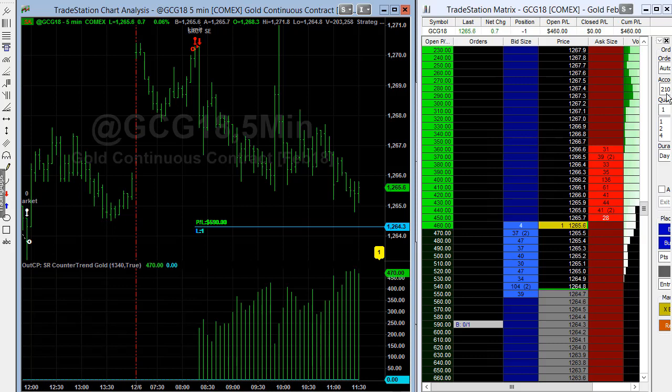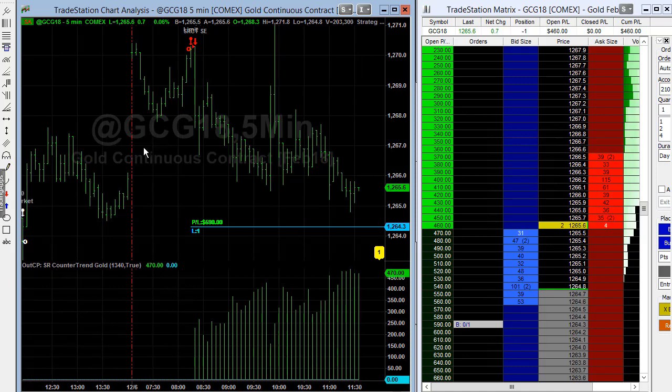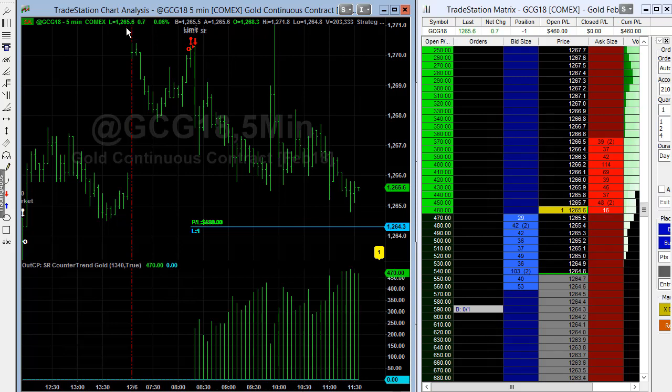These are live trades. You see the account number starts with a 210, and so that's the trade for SR counter trend gold and SR counter trend silver, and the live trades for today with some other trades as well. And I just want to show you that I'm always happy when these strategies trade because they're some of my favorite.